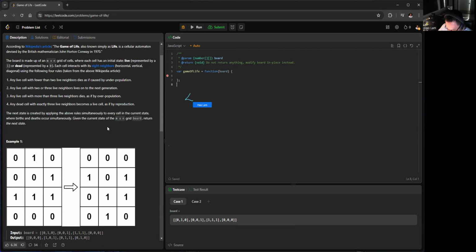So if it is less than 2 or greater than 3, it dies. That is for the life cell, life cell 1. And for the dead cell, there is only one rule. The dead cell, 0, with exactly 3 neighbors becomes a live cell by reproduction.